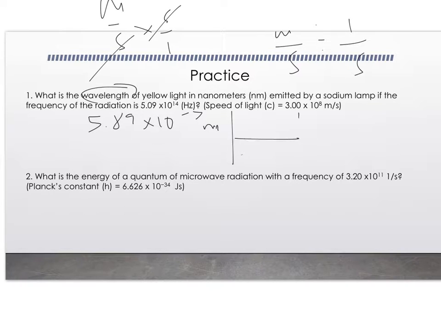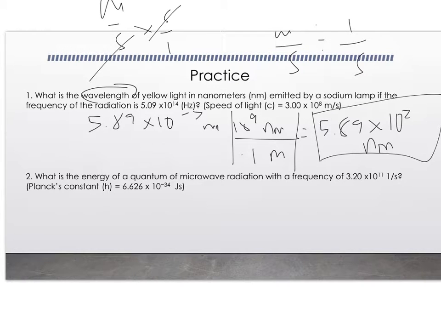The answer wants us to be nanometers, so we must convert using dimensional analysis, where meters come straight down to the bottom, nanometers goes at the top. In 1 meter, there's 10 to the 9th nanometers, so your final answer with the correct amount of sig figs should be 5.89 times 10 to the second power, and then your unit nanometers.